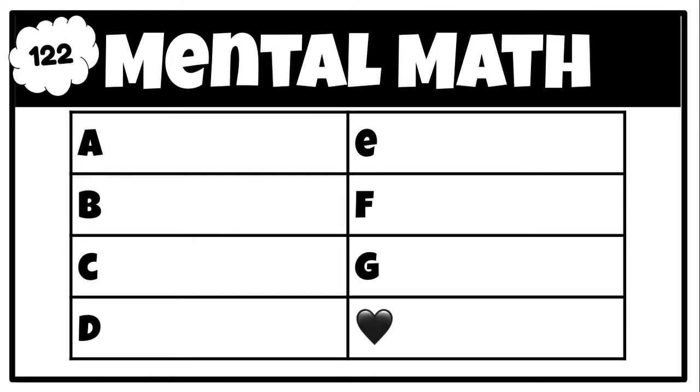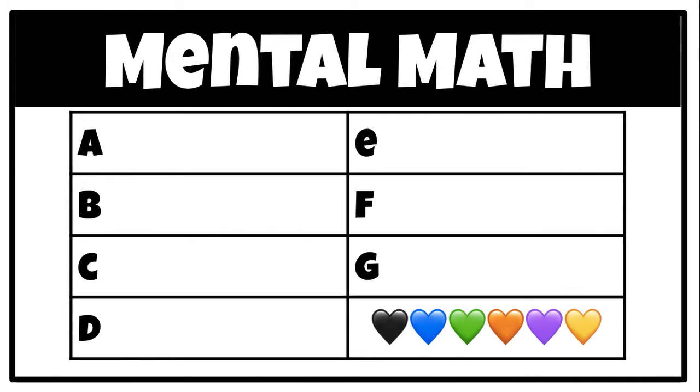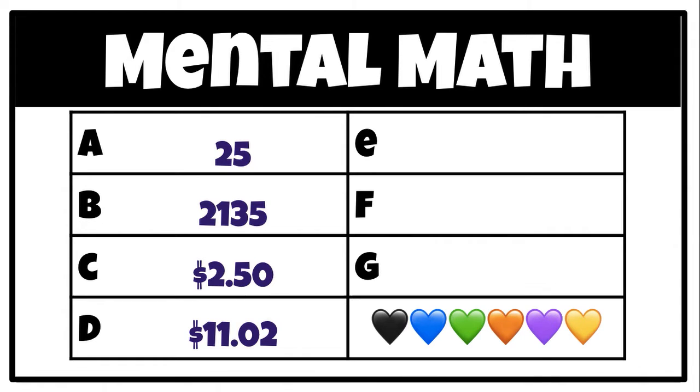Okay, what did you get for A? Oop, hearts in every color. 25. How about B, 2,135? How about C, $2.50? D, $11.02? E, 96 thousandths? And F, 3,000 divided by 500 is 6. And for G, Trace, did you get 3? Okay, good work. Let's move on.